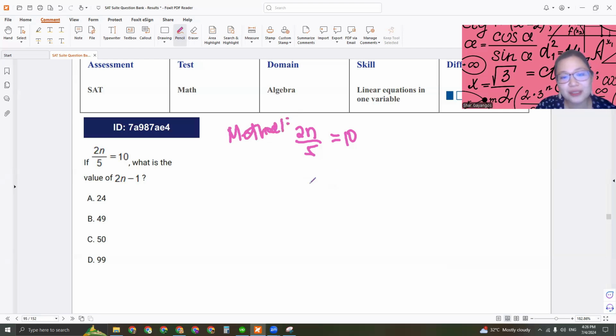Method 1, well, the goal is to just solve for x, right? I can just multiply both sides by 5, and I end up with 2n is equal to 50. Divide both sides by 2, n is 25. And then how do you find 2n minus 1? So you just plug in the value that you got for n, and that's just 50 minus 1, which is 49.